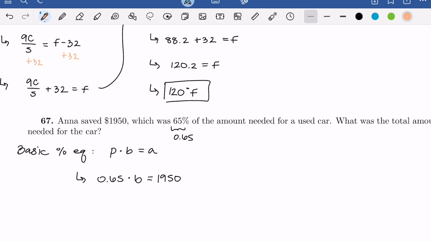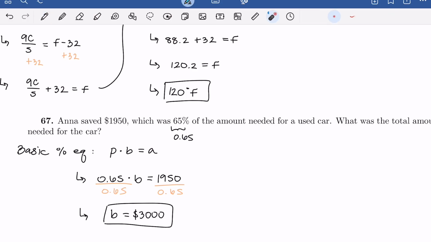To do that, we're going to divide both sides by this 0.65 to undo that multiplication. When we do that, we're going to be left with B by itself on the left-hand side, so it's completely isolated. And then we're just going to divide this 1950 by 0.65. This will give us 3,000. So the total amount for the car is $3,000.